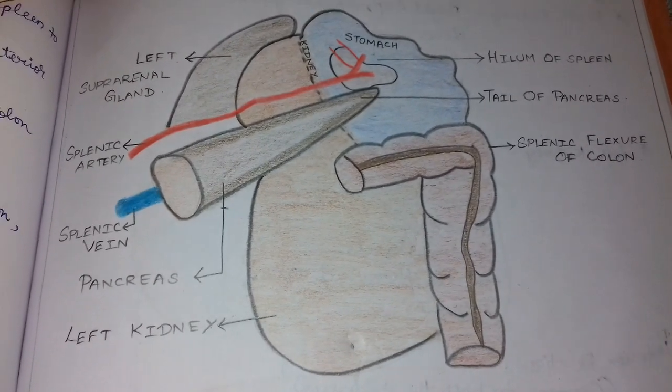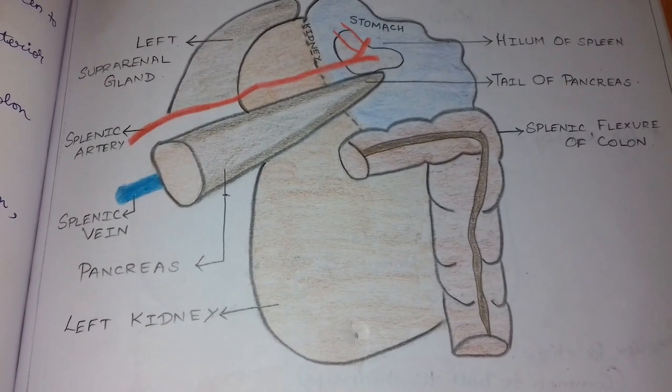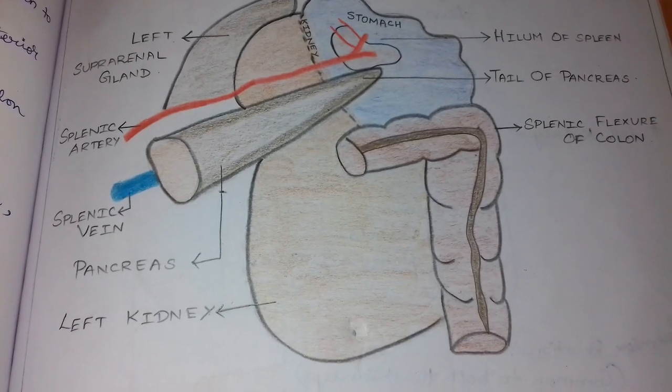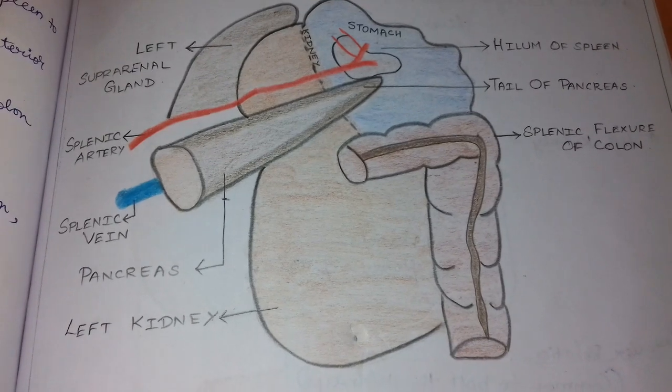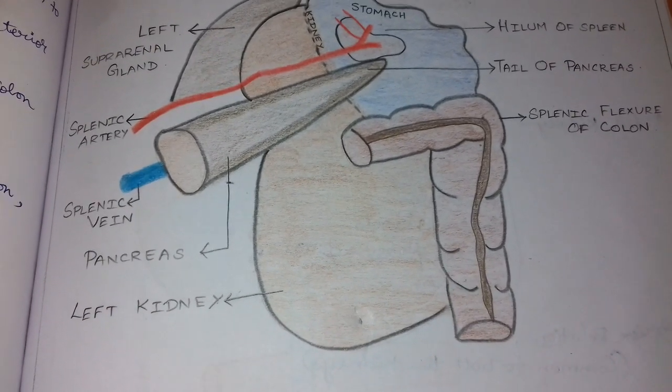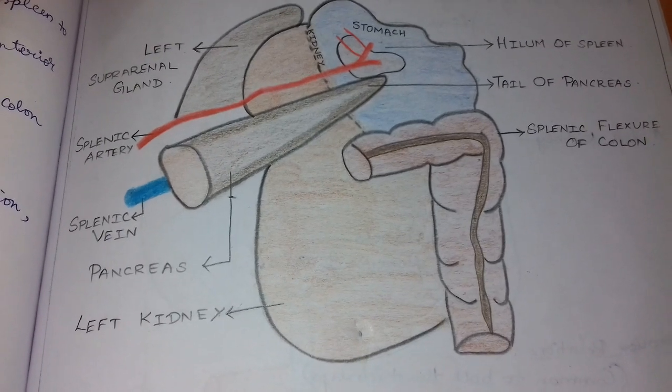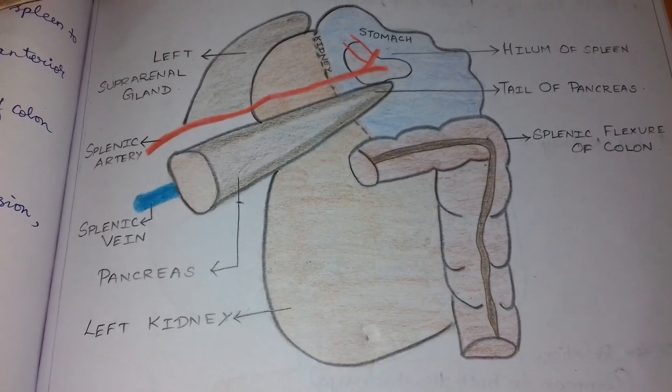Anatomy of spleen. This diagram shows the visceral relations of spleen. The location of spleen is mainly in the left hypochondrium and partly in the epigastrium. The spleen is a wedge-shaped organ which is wedged in between the fundus of stomach and the diaphragm.